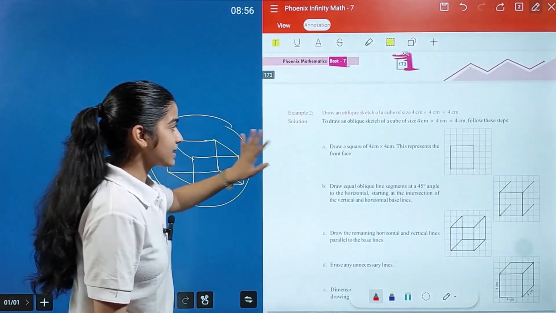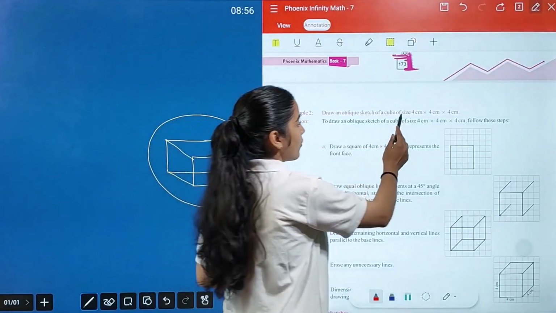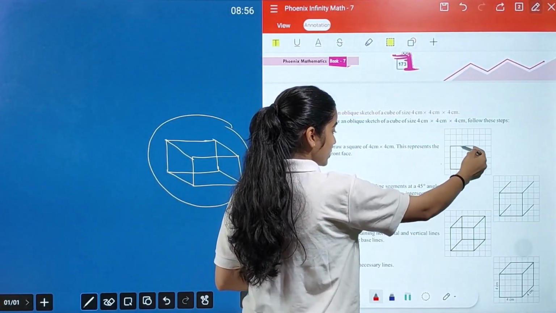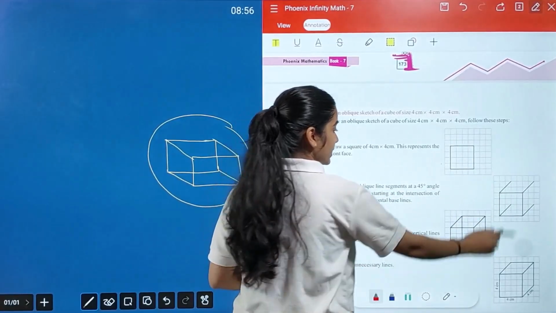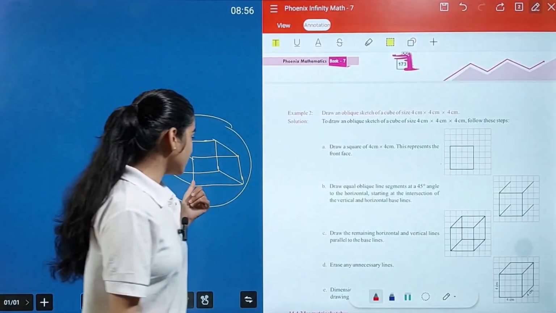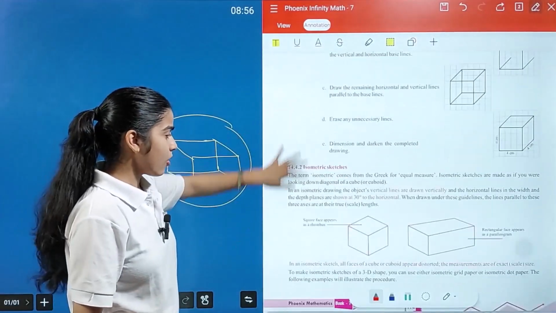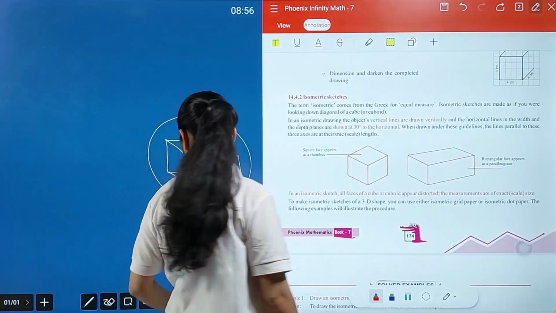That's it. Draw an oblique sketch of a cube of size 4 centimeter, 4 centimeter, 4 centimeter. So here is your square, 4 centimeter by 4 centimeter. Further you can make it like this as well, or make a square of 4 centimeter by 4 centimeter like this, and you just have to connect the vertices of it. Now we have our isometric sketches.